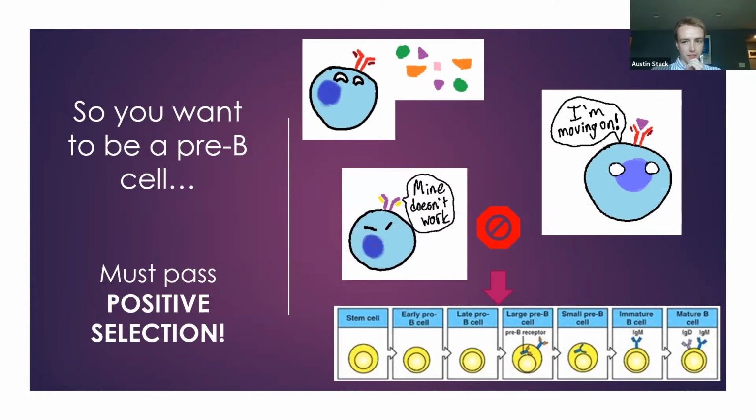But our friend here was unable to bind to anything, and so he's held at the pro-B cell stage. Question here, is this still in the bone marrow? Yeah, we are still in the bone marrow. That's a good question.